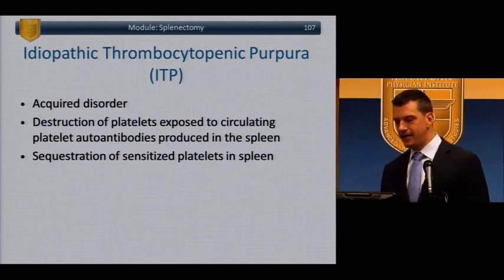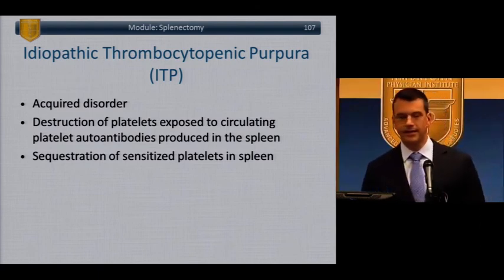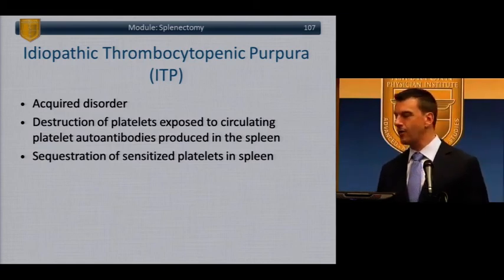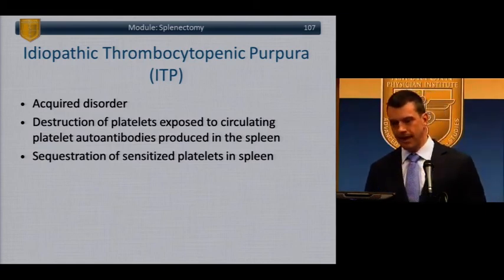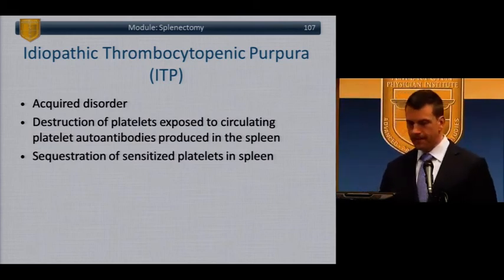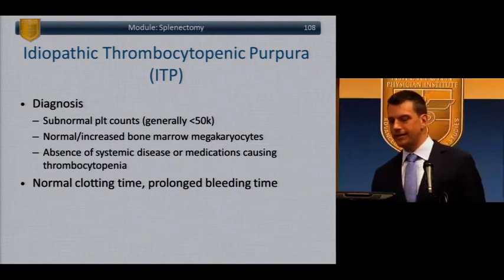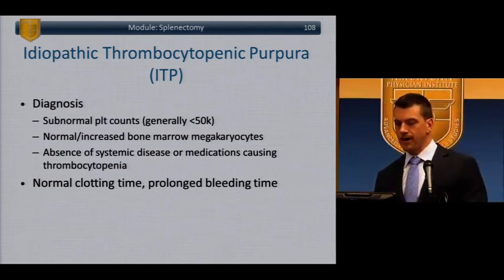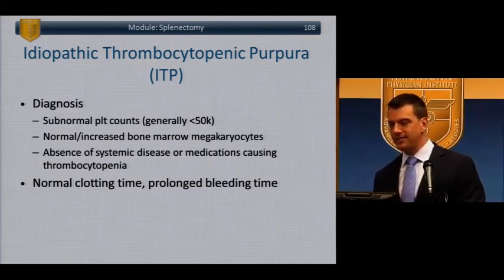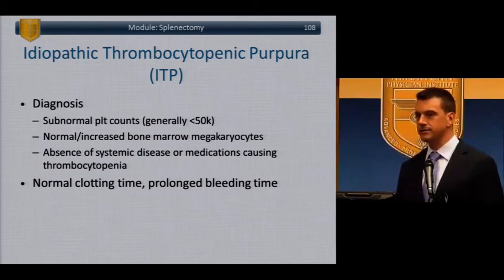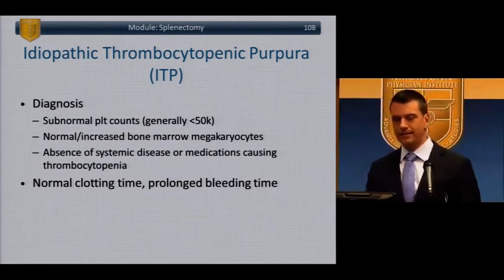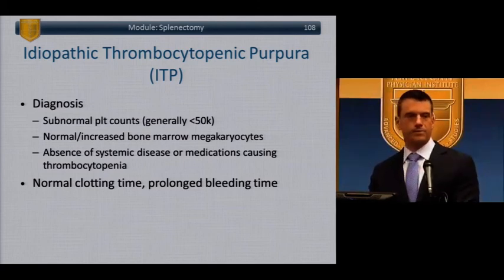So ITP, idiopathic thrombocytopenic purpura, is an acquired disorder. It's destruction of platelets exposed to circulating platelet autoantibodies that are produced by the spleen. They can cause sequestration of the sensitized platelets within the spleen. For diagnosis, you see a low platelet count and normal or increased bone marrow megakaryocytes, meaning the marrow is really trying to make more and more platelets, but you have a low count anyway. There's an absence of a systemic disease or medications or something else, hence the idiopathic. These patients have a normal clotting time but prolonged bleeding time.